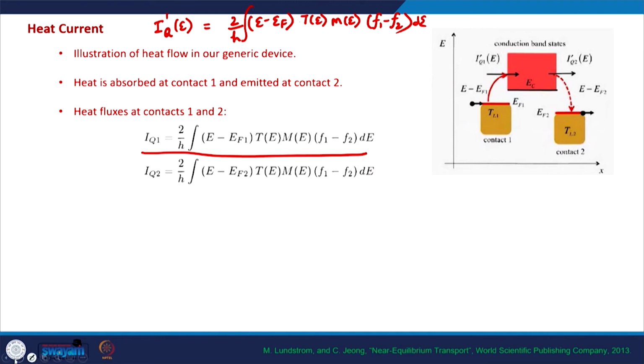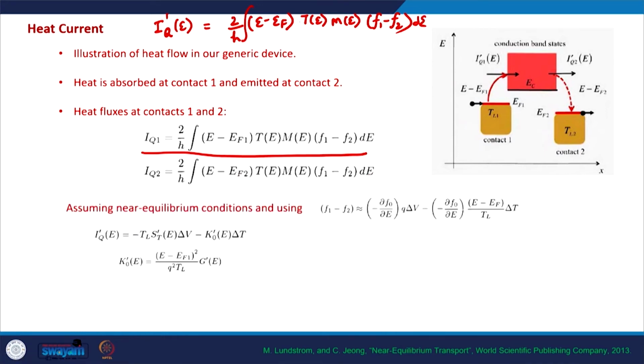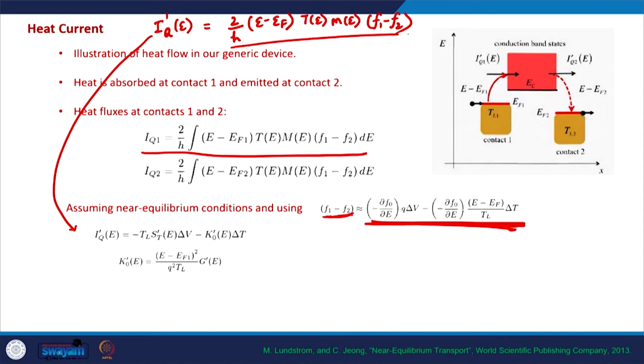Similarly, from contact 2 it is, and if we assume the near equilibrium conditions, in that case F1 minus F2 is given by this familiar expression that all of us have seen, and if we put this value of F1 minus F2 in the differential heat current expression, this is what the heat current actually becomes like. So just replace F1 minus F2 by this right hand side in this equation and see what you get. So let us do a quick calculation here.